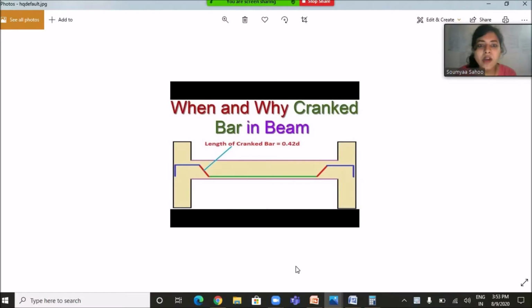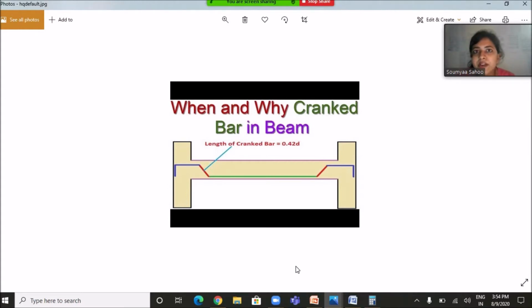So when and why are crank bars provided? Crank bars are provided to take the steel to the top at support, because generally bottom steel is not required at the support, because the bottom of the slab at center and the top of the slab at support experience high tension. So in order to compensate that tension, crank bars are provided.